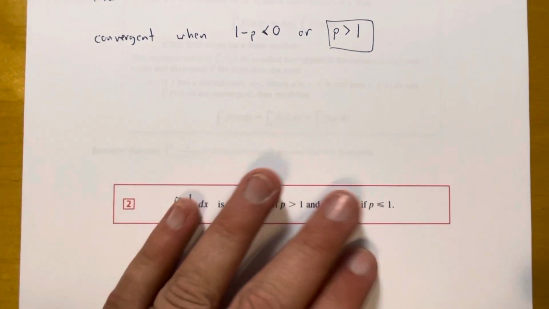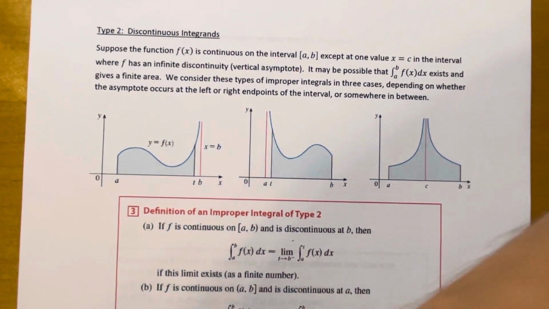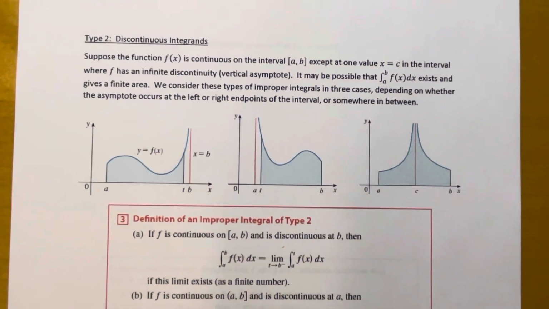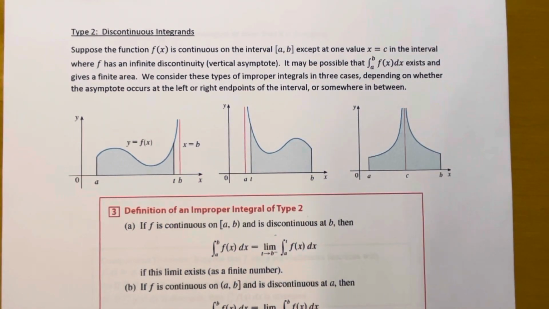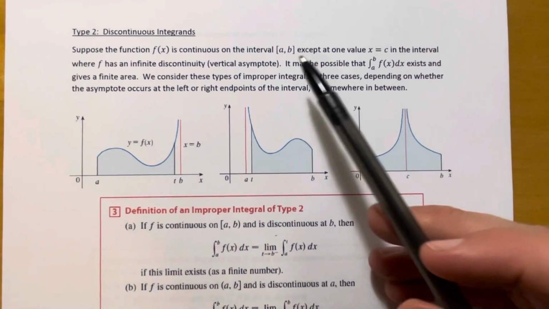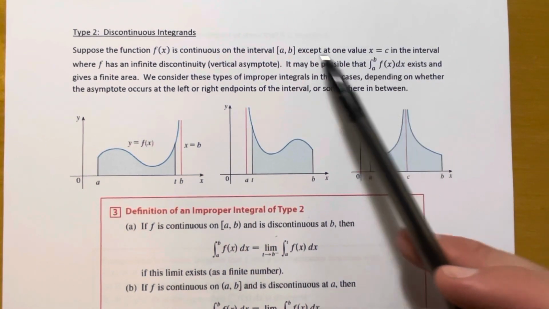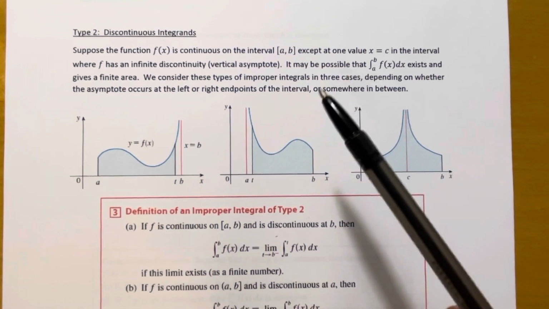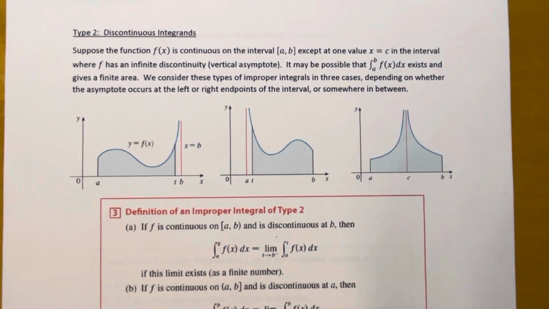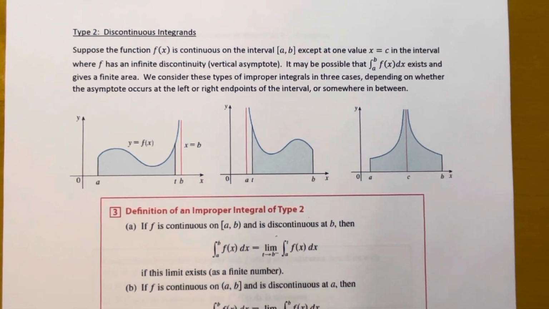That's an important result to remember. Okay? Let's go ahead and talk now about the other type of improper integral where we have discontinuous integrands. And specifically, we're talking about integrals over an interval a, b, where there's some value in that interval where f has an infinite discontinuity, which means graphically it gives us a vertical asymptote. And we're going to think about this in three different little sub-cases.